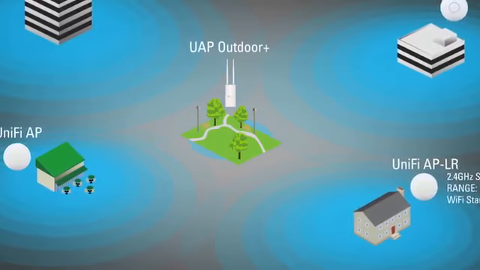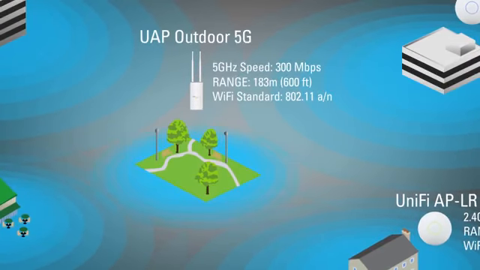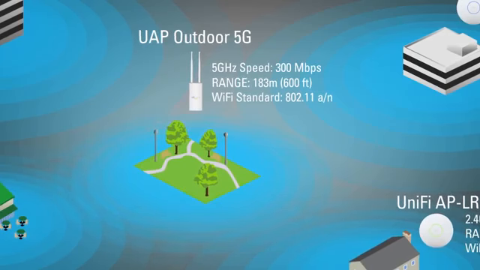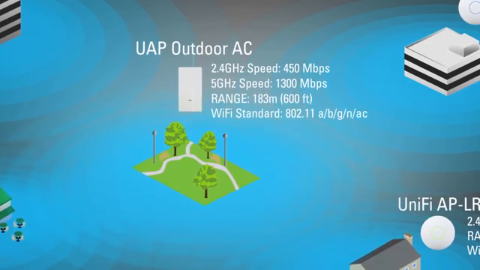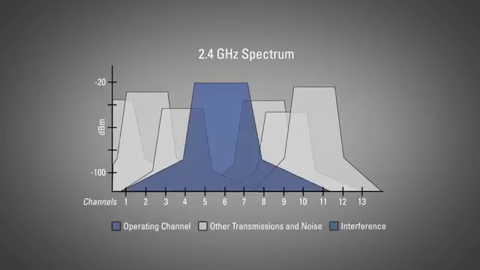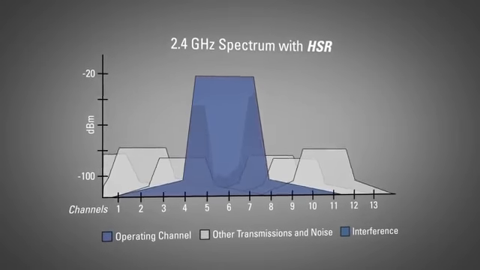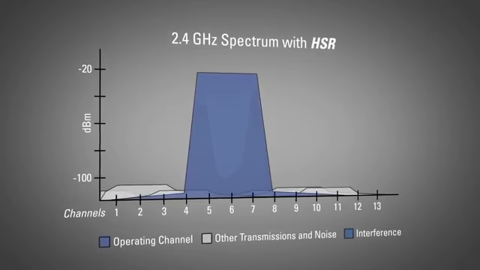There are three different outdoor access points. We have the Outdoor Plus, which has our multi-lane RF technology. We have the 5 GHz Outdoor AP, and finally, we have the 802.11 AC Outdoor AP. Our patented multi-lane RF technology isolates signals on the operating channel and removes adjacent channel interference. Wireless capacity and throughput are increased in high-density areas, and multiple APs can operate in close proximity.